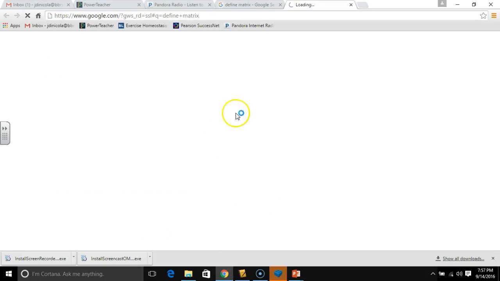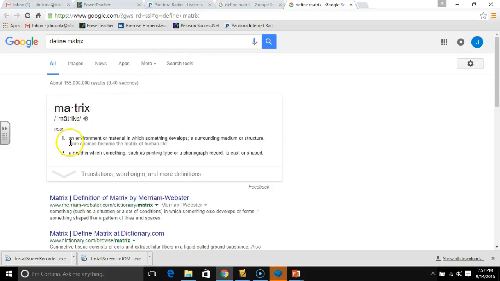If I click on this link here, we have the definition of matrix: an environment or material in which something develops, a surrounding medium or structure.